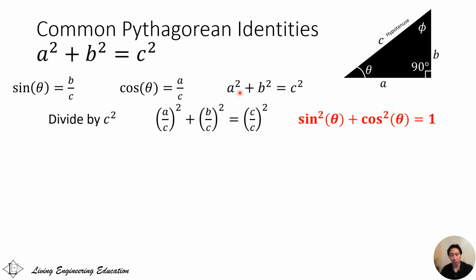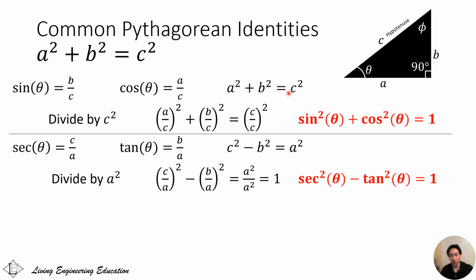We can manipulate the Pythagorean theorem a couple of different ways, and we'll see two other identities come from this. So we have secant. Looking at theta, we get c over a, where secant is just the reciprocal of cosine. Then we have tangent, which is b over a. If I rewrite the Pythagorean theorem as c squared minus b squared equals a squared and divide by a squared, I get c over a quantity squared, that's my secant squared, minus b over a quantity squared, that's my tangent squared term, equals a squared over a squared, which is just 1. So I get my second identity.